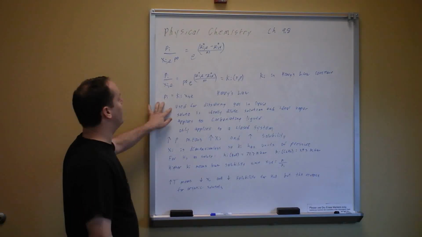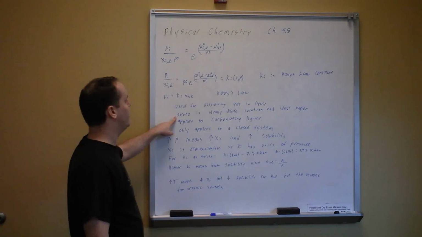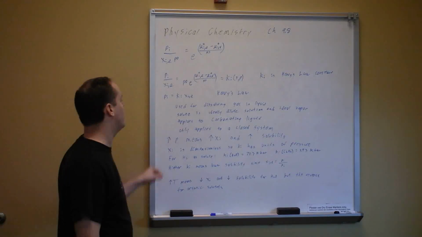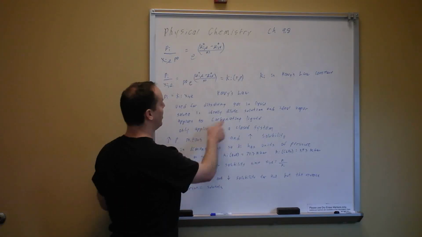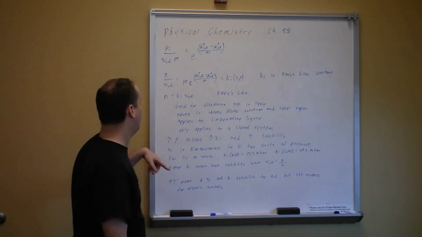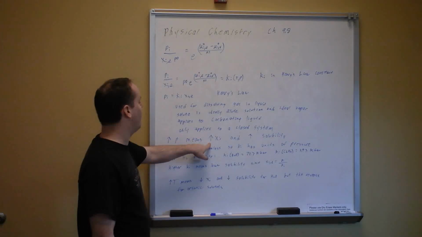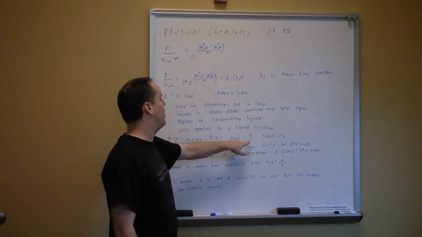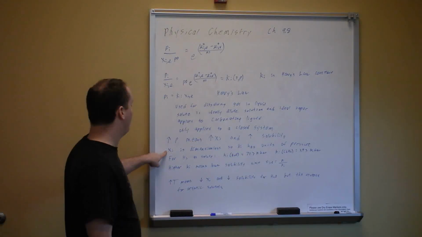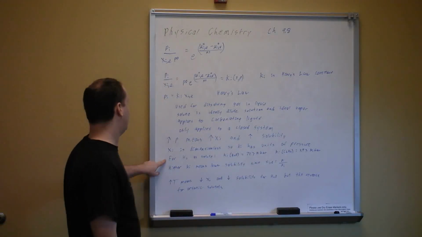Now Henry's law is used for dissolving gas in liquid. The solute, remember, is an ideally dilute solution and ideal vapor. So this only applies for really low concentrations. Now this is how they carbonate liquid, as an example. And it only applies to a closed system, like a Coke can. Now if we increase the pressure, that means that the mole fraction of I is increasing, and therefore solubility is going to increase. Now, mole fraction of I is dimensionless, therefore K I must have units of pressure.